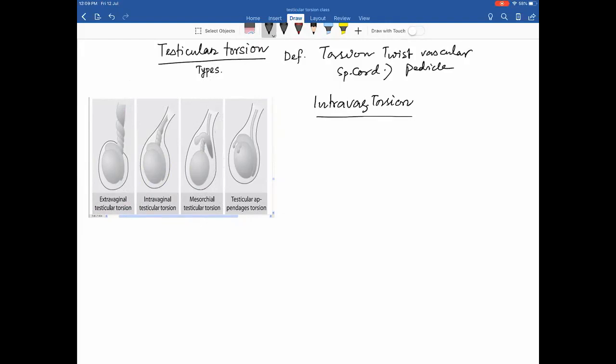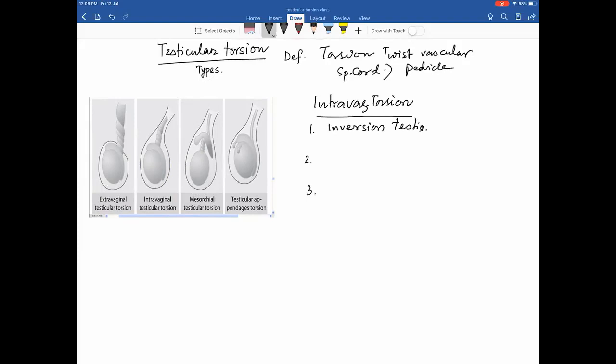Now, when you talk about an intravaginal torsion, please remember there are usually three causes that will make an intravaginal torsion happen. The first cause is something called inversion of the testes. What do you mean by this?